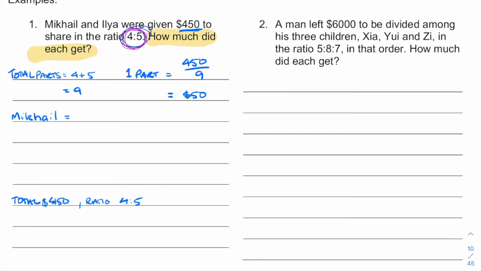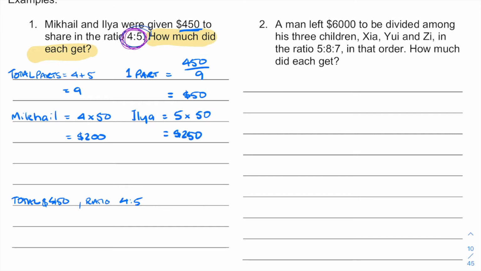Okay? He's getting 4 parts, so he's going to get 4 lots of that $50. Okay, and you've probably figured this out by now. It's going to be $200. Alright, that's a pretty easy one right there. Okay, next we're going to find out Ilya. Okay, and she's getting that 5 parts. So 5 lots of that $50, and in this case it's going to be $250.